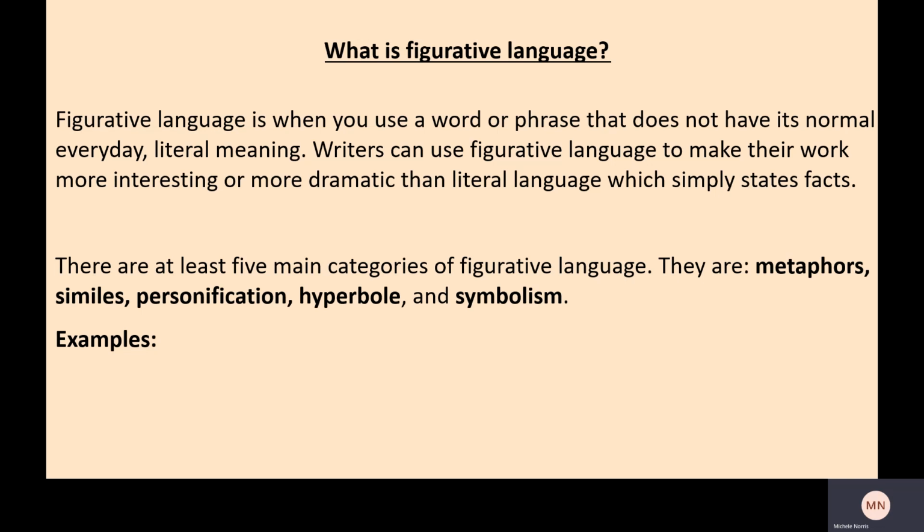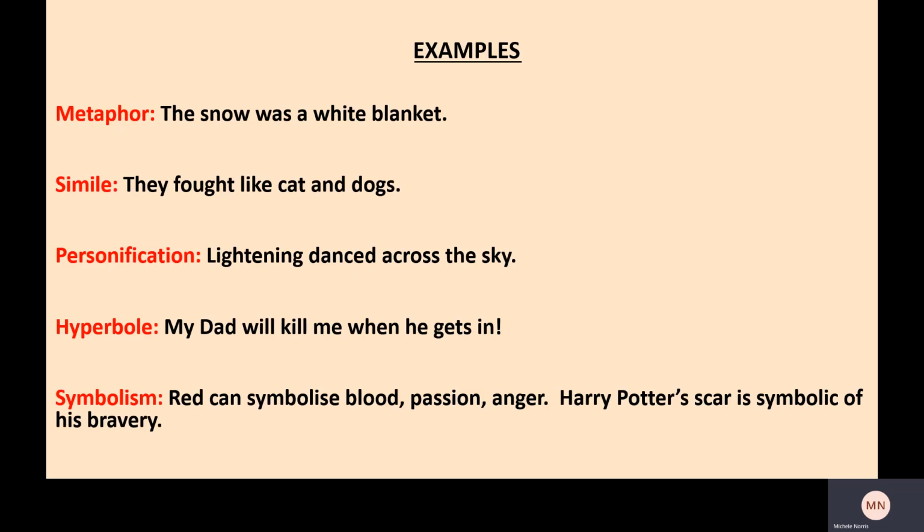So let's have a look at some examples. A metaphor: the snow was a white blanket. It's not really, but obviously that's what the snow would look like. A simile is where you use like or as. An example of that is they fought like cat and dog. So it conjures up that image. You can imagine fur flying around and nails and claws out and attacking each other.